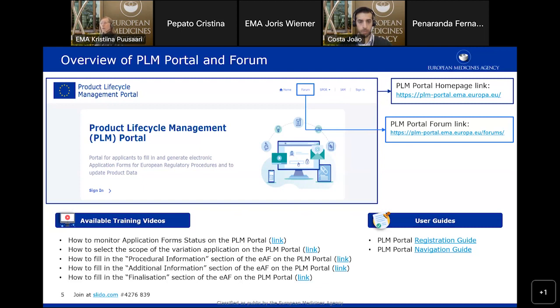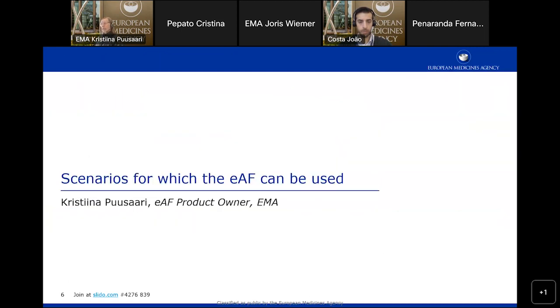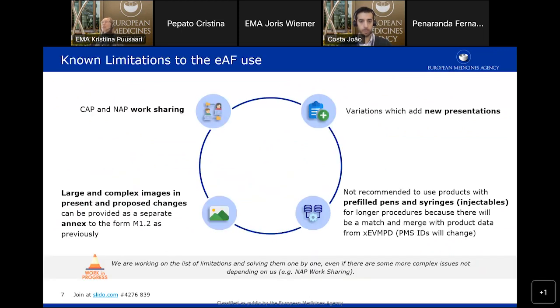So if we move to the next slide and the next, we can quickly look at some of the main limitations that we still have with regards to the use of the forms. As previously, the scenarios for work sharings for CAPs and NAPs still need to be run using the interactive PDF form.